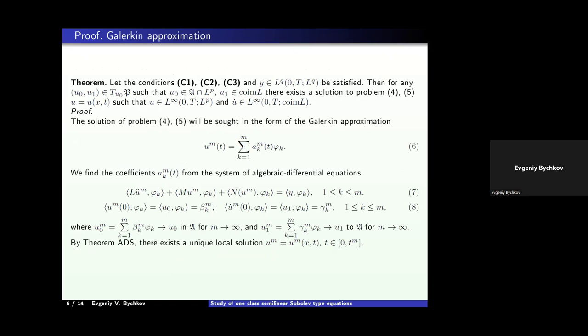And the main result: let the conditions C1, C2, and C3 and Y belongs to L^q space be satisfied. There exists a solution of the problem, u of x, t, such that u belongs to L infinity space and u dot belongs to L infinity space.